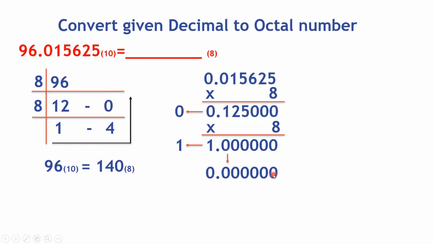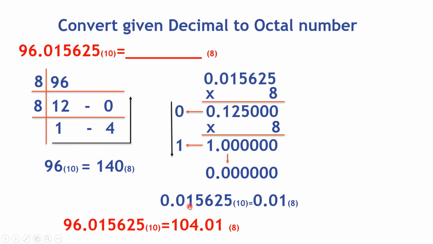When the answer is 0, we need to stop here. And already I have told how to write it, that is 0 and then 1. So 0.015625 base 10 is written like this: we have to begin with 0 point because it is a floating point. The remaining digits are 0, 1, written from top to bottom. When you combine these two, we are going to get 140.01 base 8. So this is the final answer.